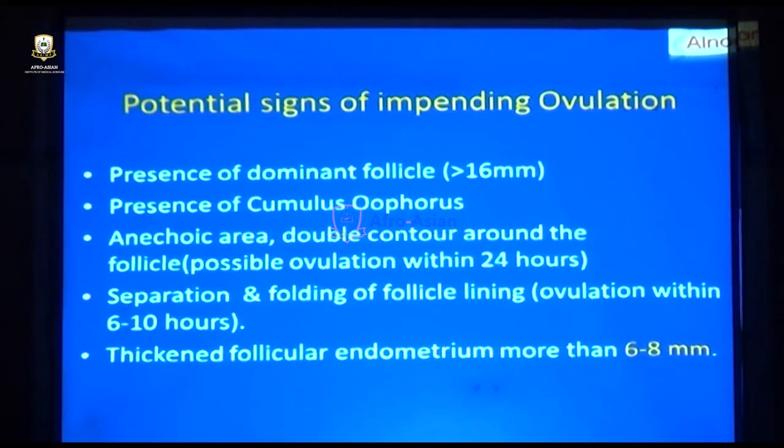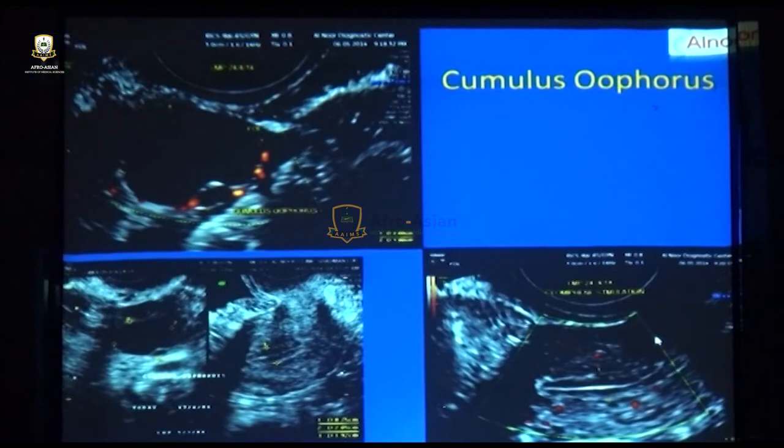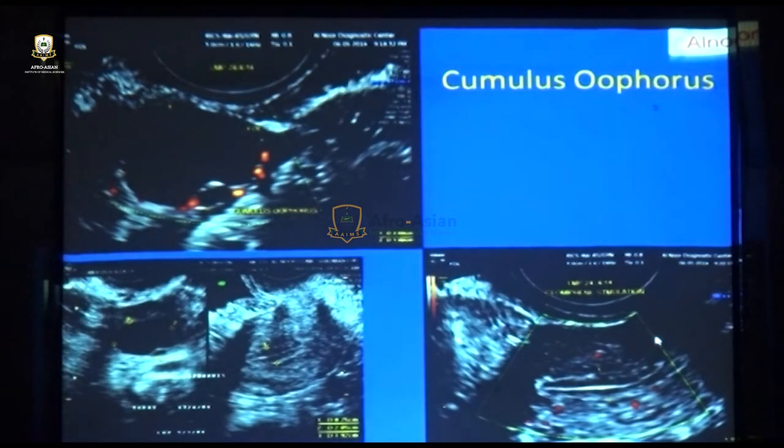That is the time when the transition from the estrogen phase to the ovulatory or luteal phase has started. That's about 24 hours later. And please, at the same time, look at the endometrium. If it's 8 millimeters thick, that means it's going to be useful for the lady. Now, I'll show you all the classical signs which I discussed with you.